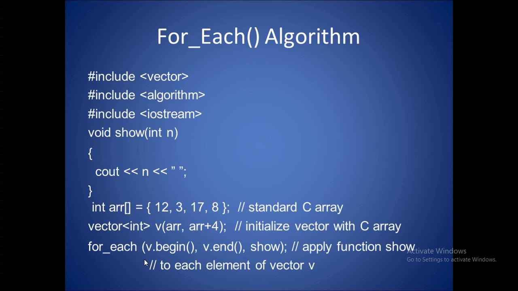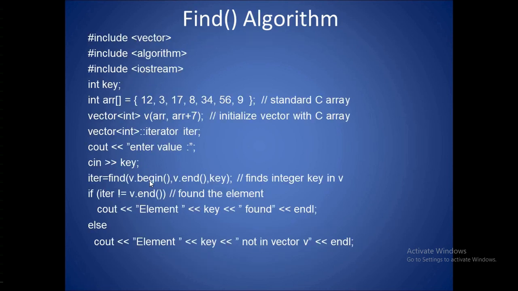So it iterates through all the elements and displays all these elements, because show is called here, and show has the cout. The first element is read and displayed, then the second, up to v.end, all elements are displayed with the help of the for_each algorithm. Next algorithm is the find algorithm.